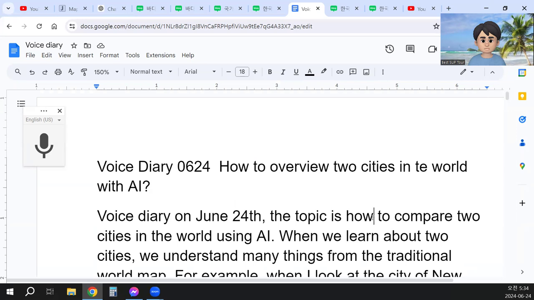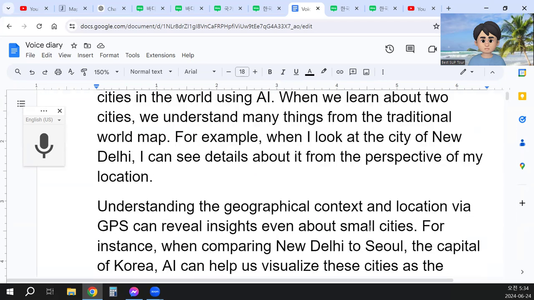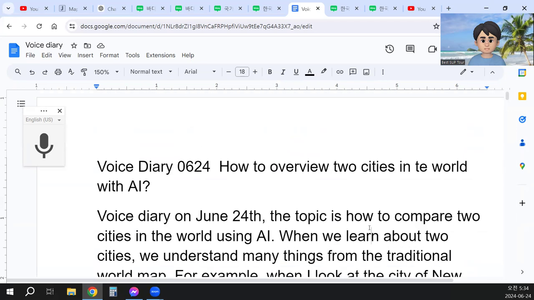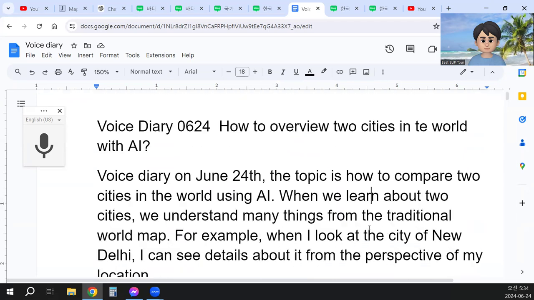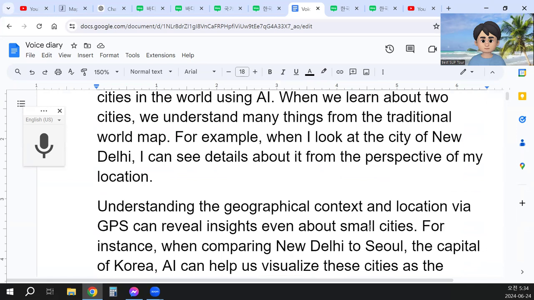All started on June 24th. The topic is how to compare the city in the world using AI. When we learn about the city, we understand many things from the traditional world. For example, when I look at the city of New Delhi, I can see details about it from the perspective of my local family. Understanding the geographical context and location via GPS can reveal insights, even about small cities.